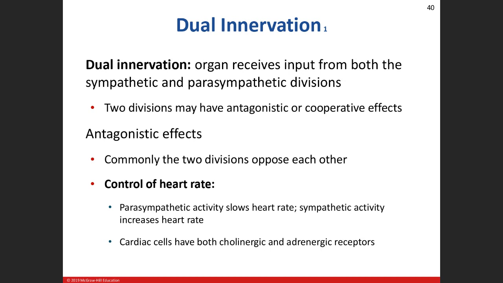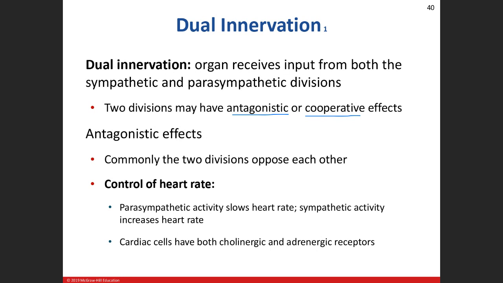Let's talk about dual innervation. Basically, dual innervation is when our effector organ is going to receive input from both divisions, from the sympathetic and the parasympathetic. Now, the effects from both of these systems can be antagonistic. They can oppose one another, or they can be cooperative. They both can work towards the greater good. So you have two choices: antagonistic effects or cooperative.